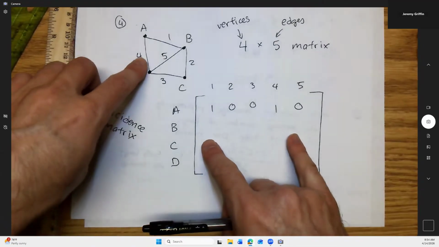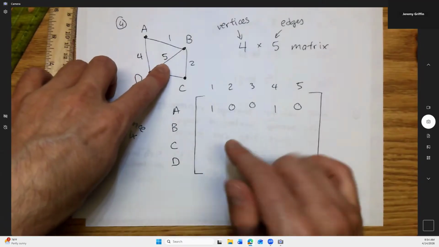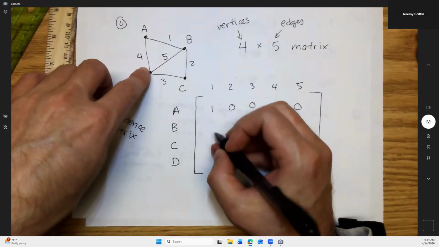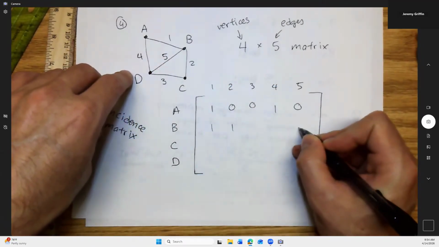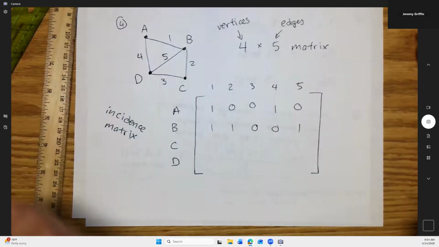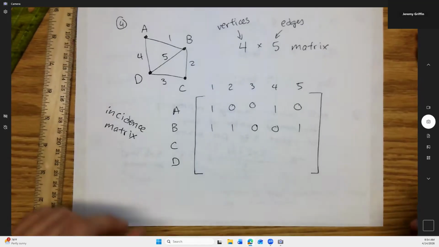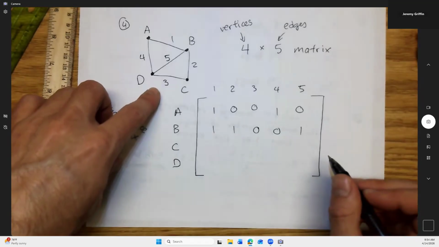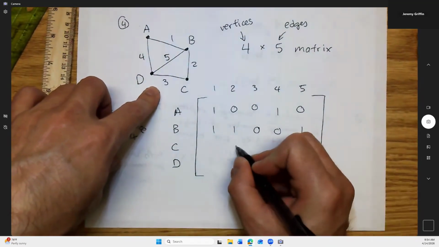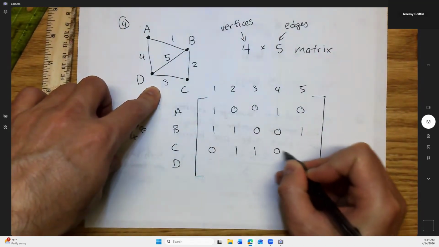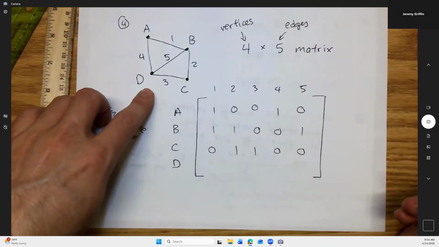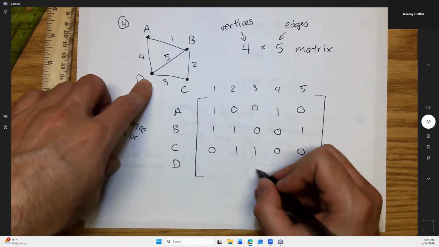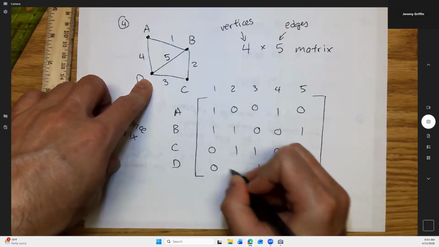How about point B? 5 and 2. Yeah, 1, 5, and 2. So 1, 2, 5 here, and then zeros on the others. Okay. What do you think for C? Yeah, 2 and 3, and then zeros for everything else. And then how about point D? Yeah, 3, 4, 5, zeros for everything else.